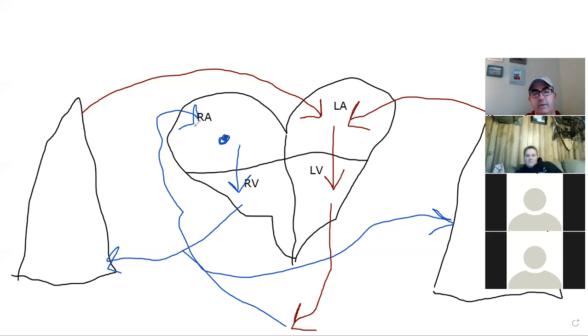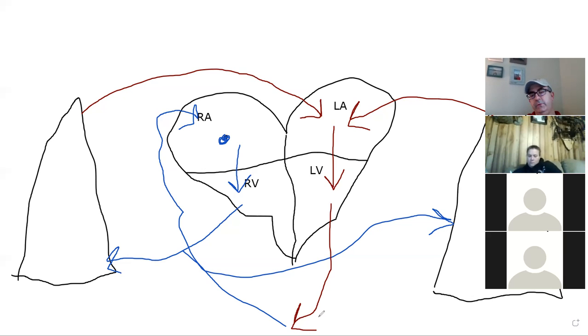So through the right side of the heart, blood is always blue. It's always deoxygenated. There's never oxygen. Through the left side of the heart, blood is always red. It's always oxygenated. Okay, it's always going to go from the right side of the heart to the lungs to get oxygen. It's always going to go from the left side of the heart to the body to give oxygen to the body. Always, always, always.